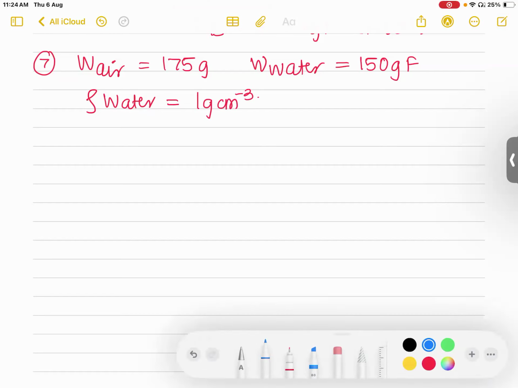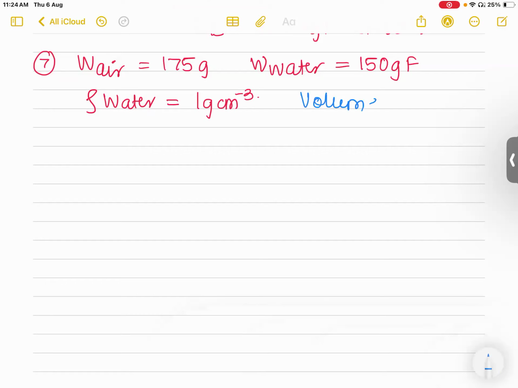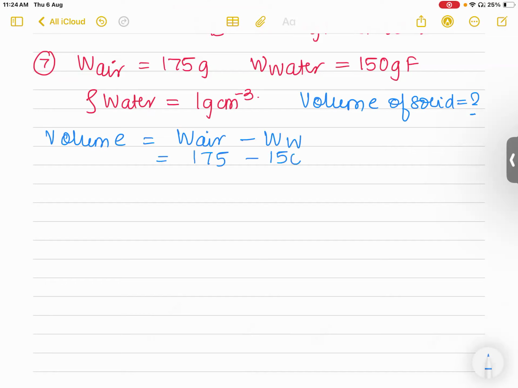We are supposed to find out first the volume of the piece of brass. So the volume of the object I am supposed to find. I think this is simple, guys. Now we are experts in this. Volume will be equal to weight in air minus weight in water. 175 minus 150, which is equal to 25 centimeter cube. Am I right, guys? So we will write here volume as 25 centimeter cube.